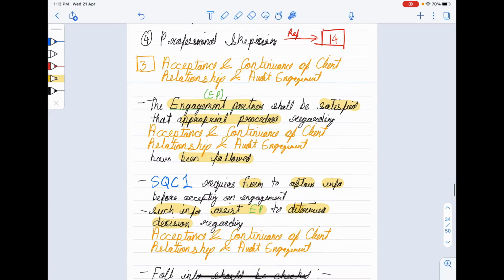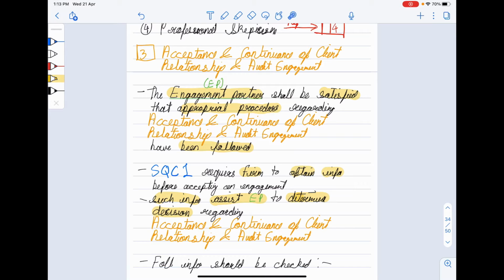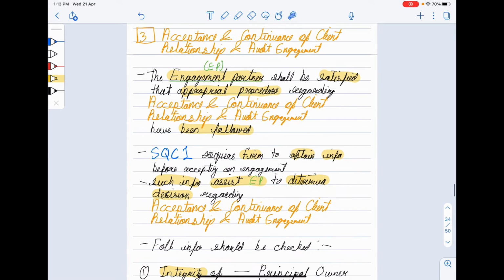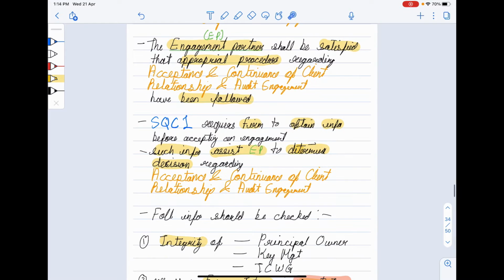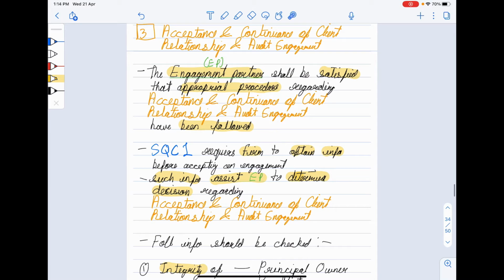Then the third is acceptance and continuance of client's relationship and audit engagement. So the engagement partner shall satisfy that the appropriate procedure regarding acceptance and continuance of client relationship and audit engagement has been followed. So before acceptance and continuance of client relationship, auditor should satisfy with appropriate procedure regarding the following. So that the firm obtains information about acceptance, and such information will assist the auditor in deciding whether to accept the audit engagement or not.